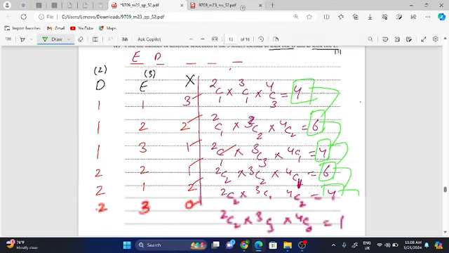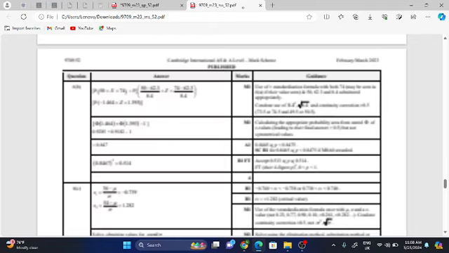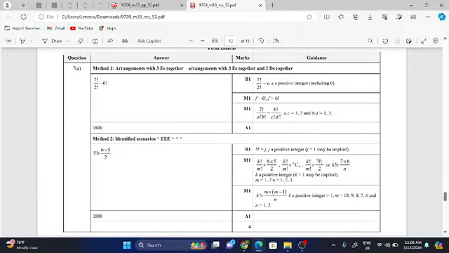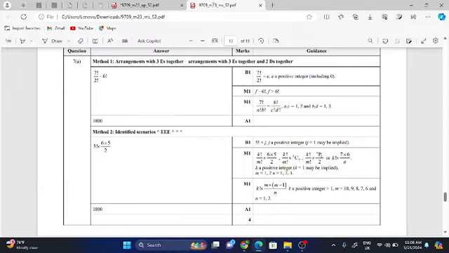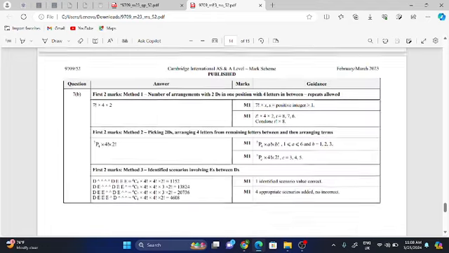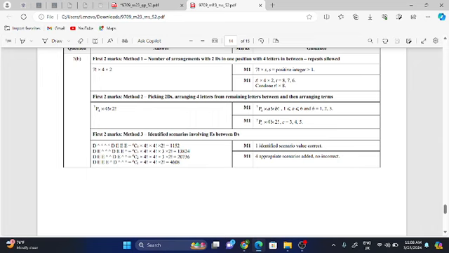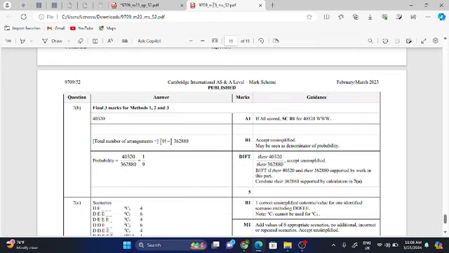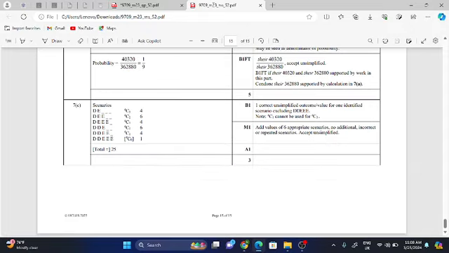You can also confirm the answer key. It's question number 7. First one is 7 factorial by 2 factorial minus 6 factorial, that is 1800. 7b is coming as 1 by 9. Yeah, it's fine. And 7c is coming as 25. Yeah, that's fine too.